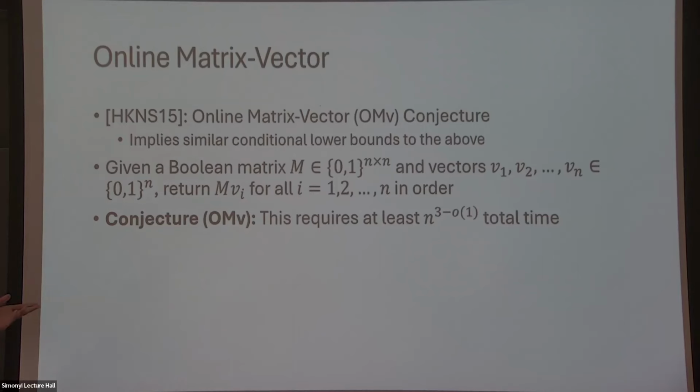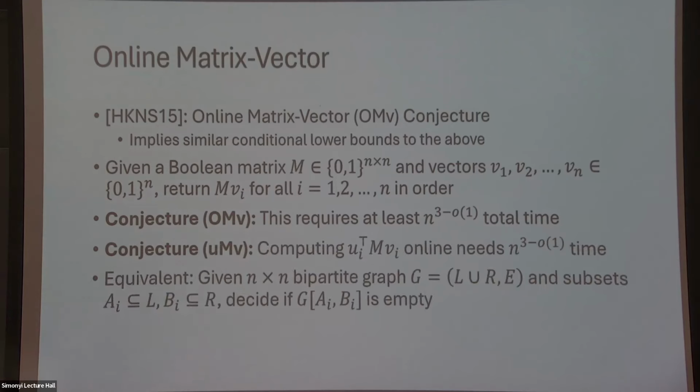And the conjecture is that over these n steps, it requires about n cubed time to find all these products Mvi. And this would basically be the naive bound because finding each Mvi could take n squared naively. So n cubed is the naive algorithm. And the conjecture is you can't do better.